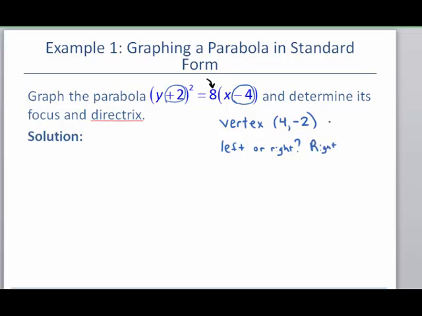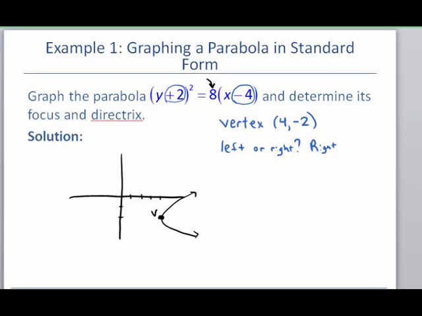So knowing just those two things can allow me to go ahead and do a basic sketch of what that parabola is going to look like. So I'm going to plot my vertex point at (4, −2), and I'm just going to very roughly sketch that parabola opening to the right. And we'll have to come back in a few minutes and make that sketch a little more precise. Okay, so let's go ahead and find our focus and our directrix.